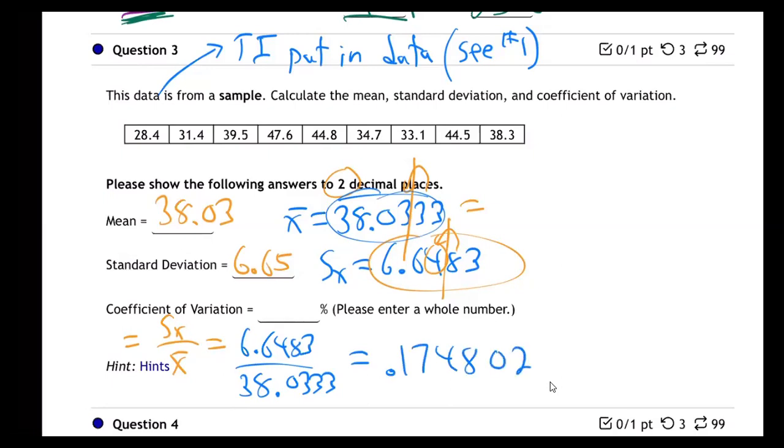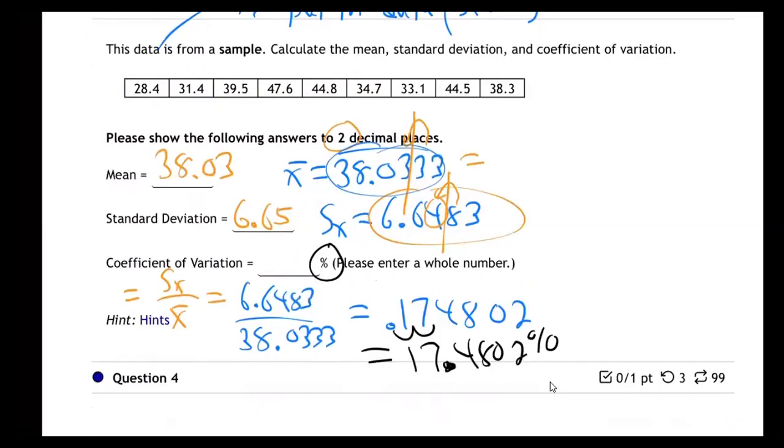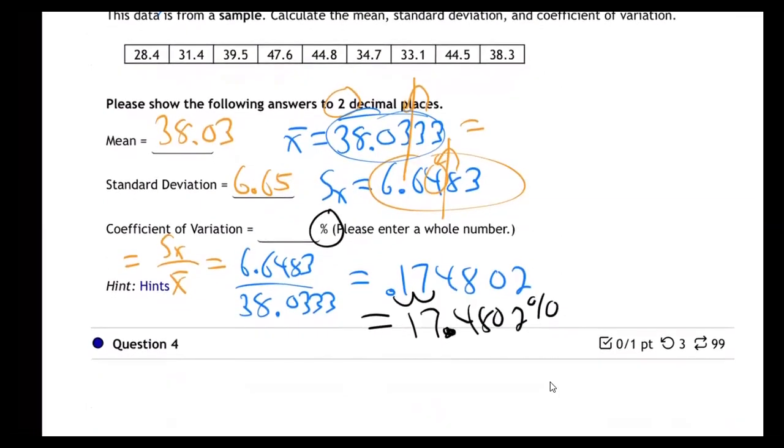Now that's a decimal, isn't it? Do you see how they want a percentage? How do you change any decimal number to a percentage? You move it 2 places, right? So it'd be 17.4802%, right? Because the percent has 2 zeros in it. That reminds you to move the decimal 2 places. Everybody seeing that?